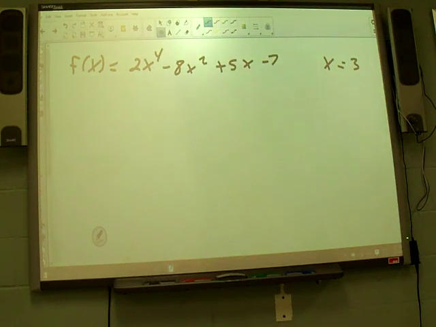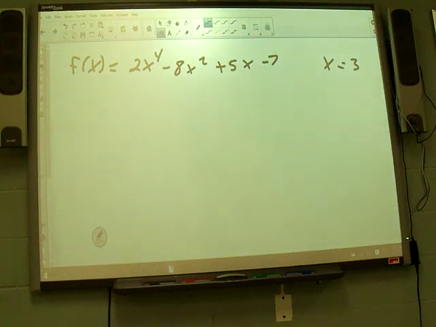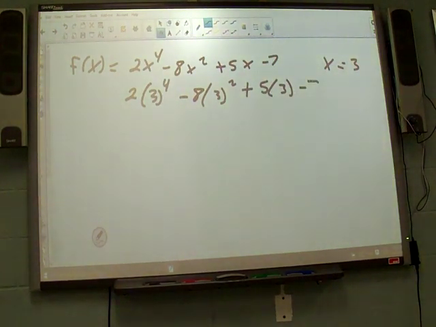Okay, so this is not anything new. You've done this before. The directions say evaluate f of x when x equals 3. So what are you going to do? Very good. All you're going to do is plug the 3 in everywhere there's an x. So you're going to have 2 times 3 to the 4th minus 8 times 3 squared plus 5 times 3 minus 7. Would you leave it like that or would you solve that?